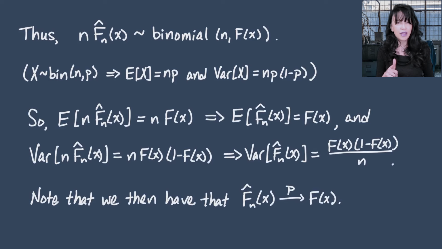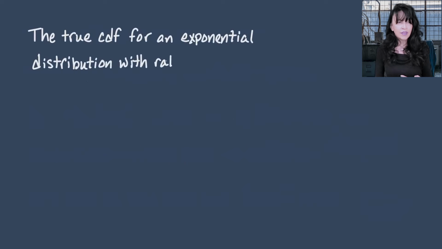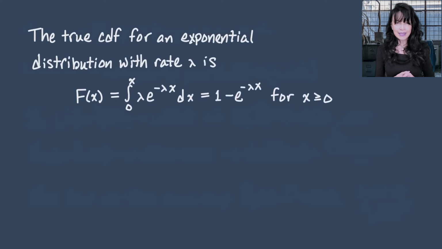This is, however, a convergence for a single point x. And if we want to compare the empirical CDF to the underlying CDF, we kind of want to incorporate all x's somehow. So we're getting there. I'd like to take a moment to look at another example of a true CDF versus an empirical CDF. So let's go back to that exponential distribution. If you have an exponential distribution with rate lambda, the PDF for that distribution is lambda e to the minus lambda x for x greater than 0.